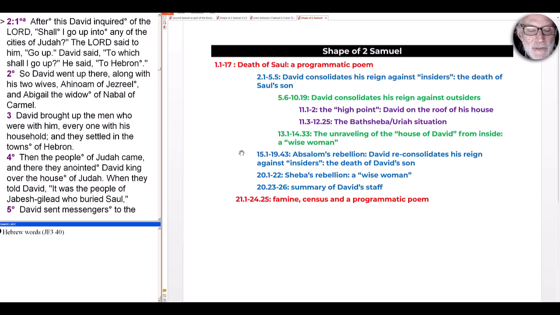So after that, we have the unraveling of the house of David from the inside. And that's, of course, not exactly parallel to consolidating the reign against outsiders, but with the rape of his daughter Tamar by her half-brother Amnon, and her full brother Absalom's outrage at that, and David's refusal to respond to this struggle amongst the children whom he loves, we see Absalom begins a rebellion, which is exactly parallel to what we see with David consolidating his reign against Saul. And Absalom dies as Saul and Jonathan died, and David's reign is reconsolidated. And then we have the end, as we noted there. So that's the shape of our story.